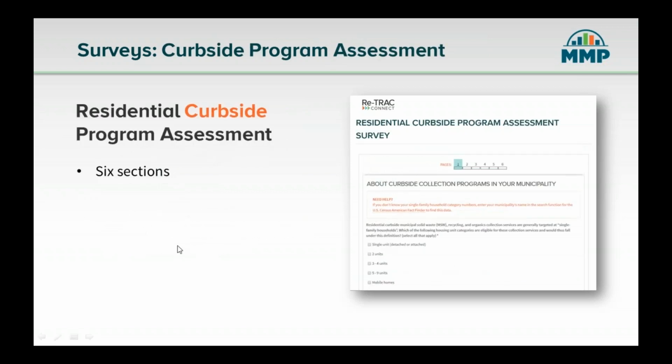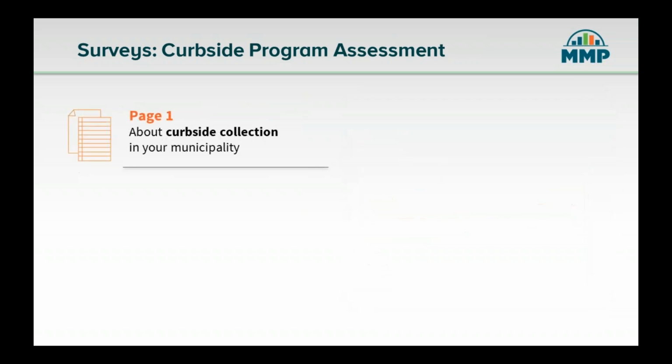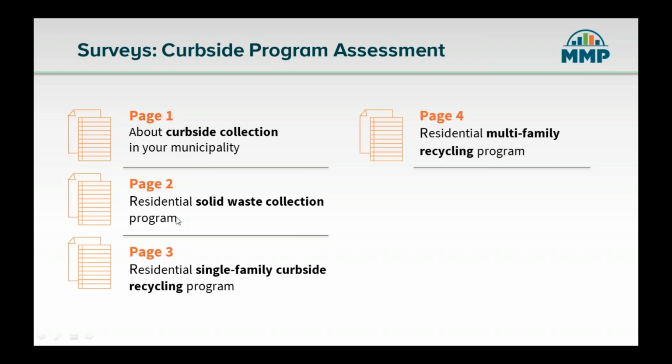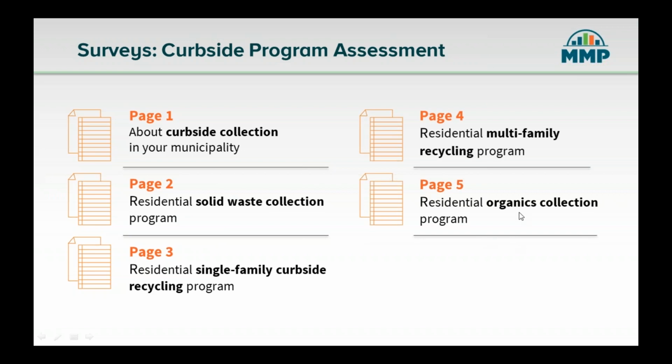If you identify that your municipality provides curbside collection services to residents, you'll unlock the Residential Curbside Assessment Survey. It's separated into 6 sections designed to summarize waste and recycling programs in your municipality. At a high level, the first page gathers curbside collection summary information. Page 2 collects information about MSW, or municipal solid waste, collection. Page 3 collects information around single-family curbside collection, whereas page 4 looks for information about multifamily collection programs if your municipality has them, as well as page 5 for residential organics collection programs.